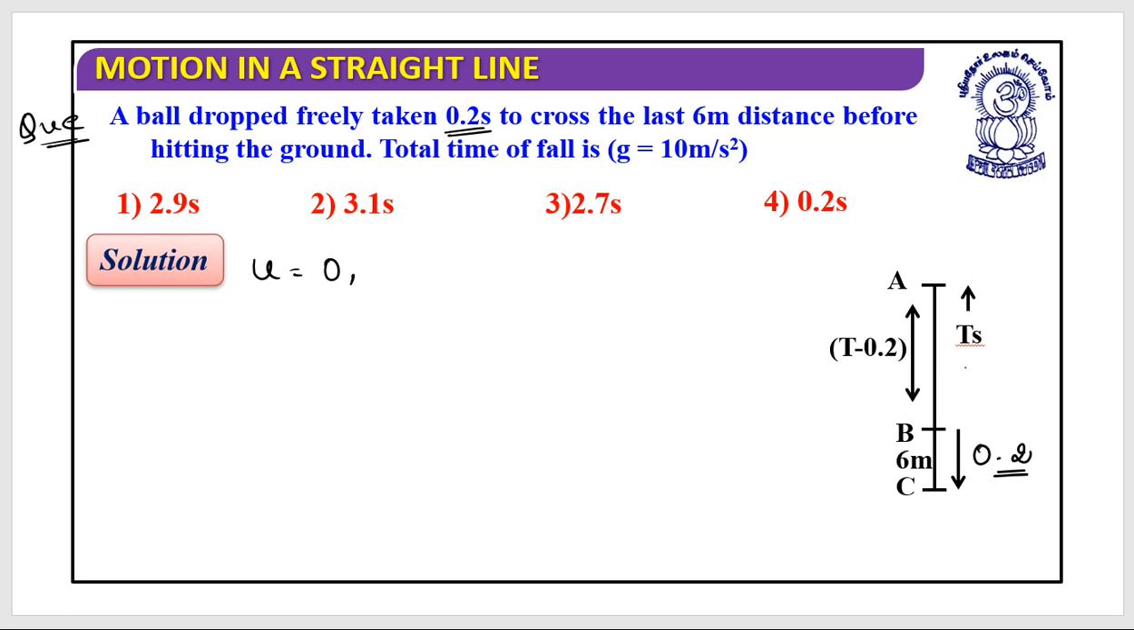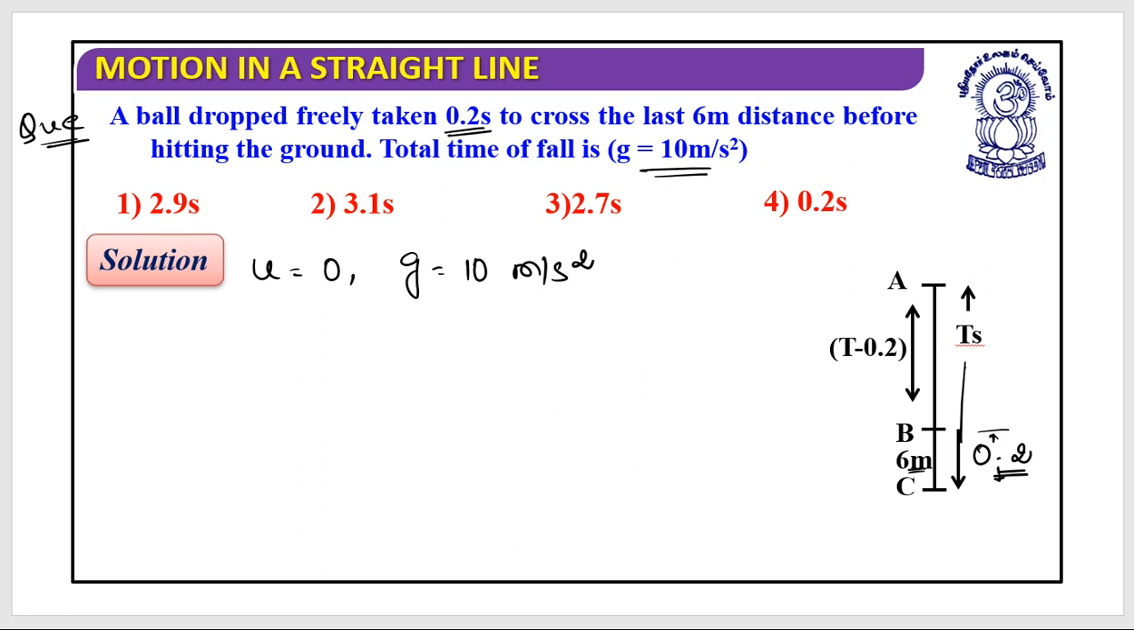If this total journey was of t seconds, then the last 0.2 seconds of the journey covers the 6 meters. So what I need to find out is the total time of fall. g should be equal to 10 meter per second square. As they have given me the freedom, I'm going to use it. So what can I do?